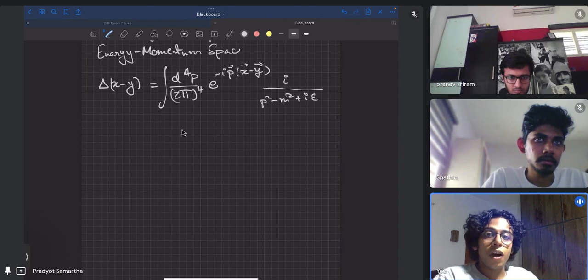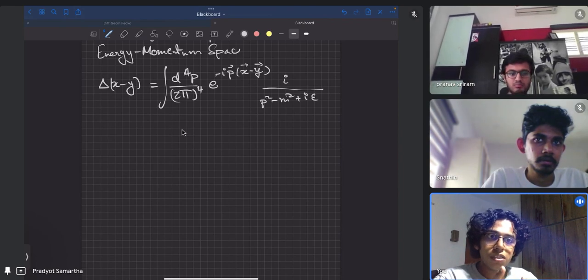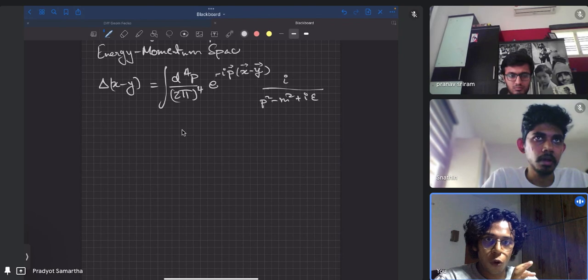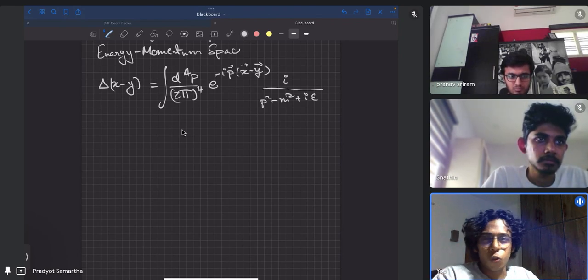But another point to note here is that QFT doesn't have very solid foundations in mathematics. So you just conjure integrals and these kinds of expressions out of nowhere, and then you expect them to work, and they do work.